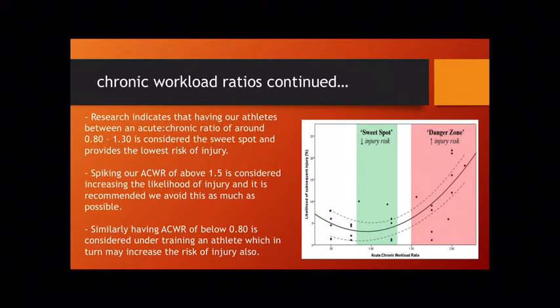Okay, so you see on the graph on the right hand side, this is from work from Tim Gabbett. The green block in the middle is considered your sweet spot. So that's where we want to train, and we want to have our athletes in that sweet spot. That reduces the risk of injury. So again, that's from 0.8 to 1.3.